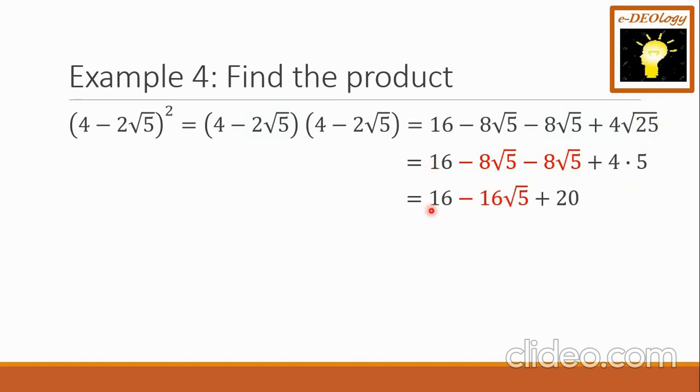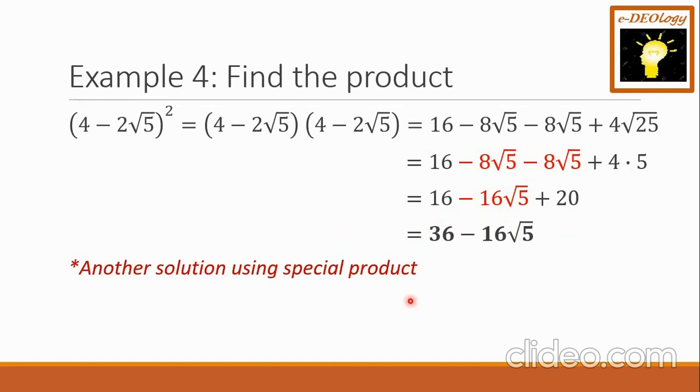So in the third line, we have this 16 here, and then combining these two terms, we have this negative 16 square root of 5, and then plus the product of 4 and 5 is 20. So we can now add the 16 and the 20, it becomes 36. Then we simply copy this negative 16 square root of 5. So this is our final answer.